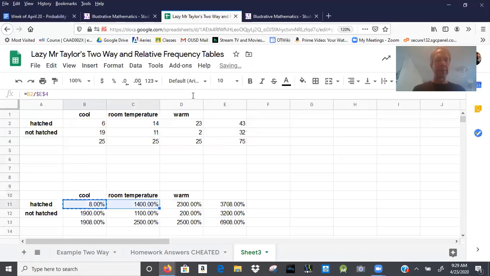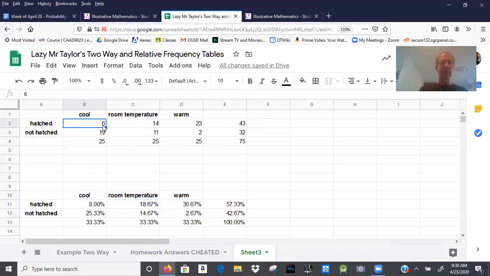So I'm going to copy, paste, and there's all my percentages all at once. If one of these changes, everything updates. My total's always out of 100%. So this is just a nice trick.